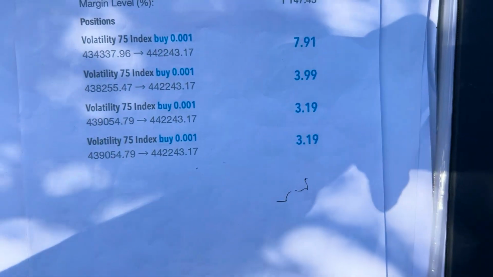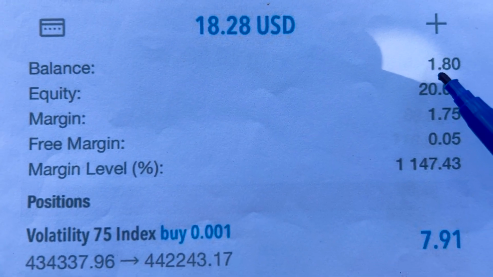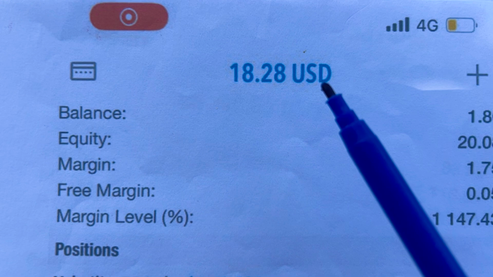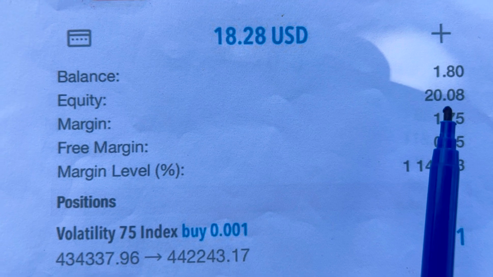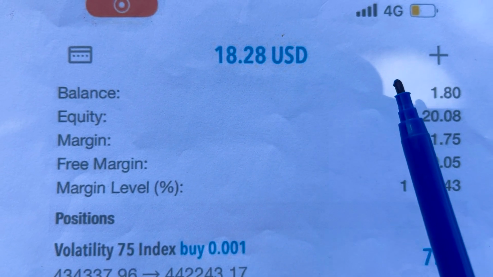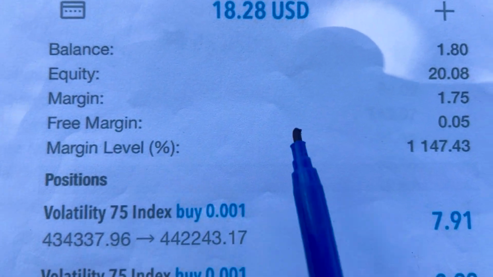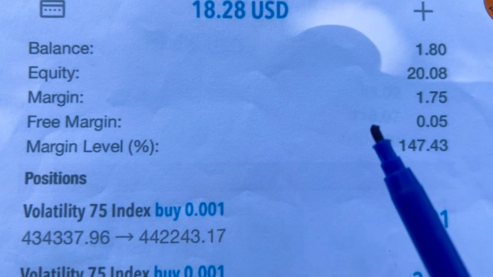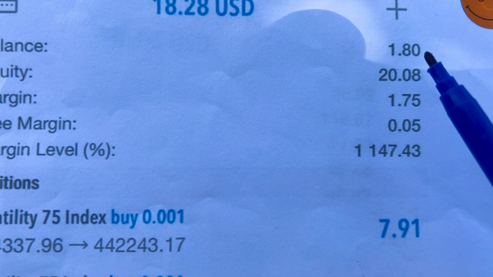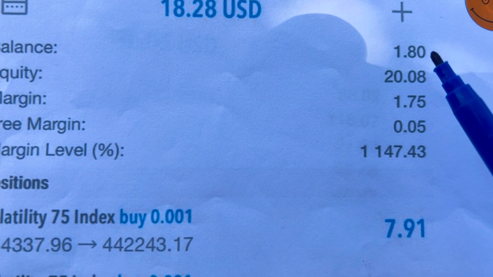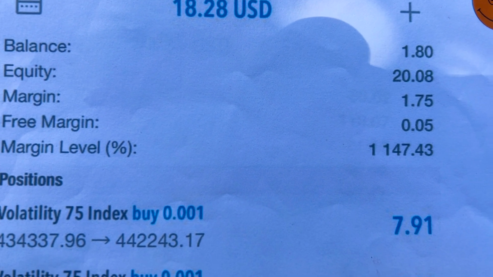When we're looking at this trade here, as you can see, I have $1.80, because the account is in USD. On equity, I have 20.08, which is 18.28 plus 1.80. Then I have a margin of 1.75. On the free margin, we have 0.05. We took money from the balance, not money from equity. That's the difference between using a Deriv broker and using other brokers.